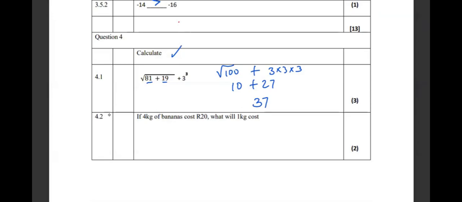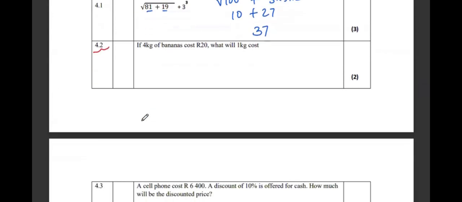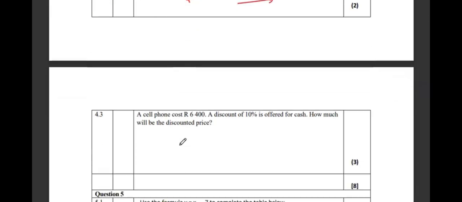Then 4.2. If 4 kilograms of bananas are costing 20 rands, how about 1 kg? So we're just going to divide 20 rands by 4, which means 1 kg is costing just 5 rands.